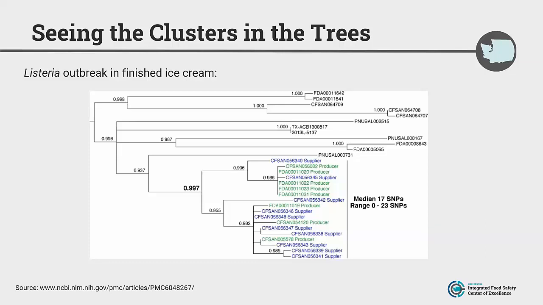All of the blue isolates there are from a particular supplier of this ice cream facility. The green ones are actually from the facility itself. And you can see that the isolates are all interleaved within each other. They all cluster together, but there's no clear differentiation between the ones from the raw material and the ones from the facility. So this supported the investigation conclusion that it looks like this particular listeria was coming in from the supplier and then being found in the producer.